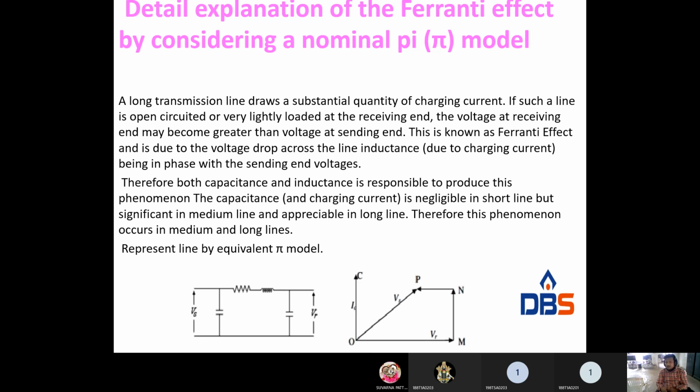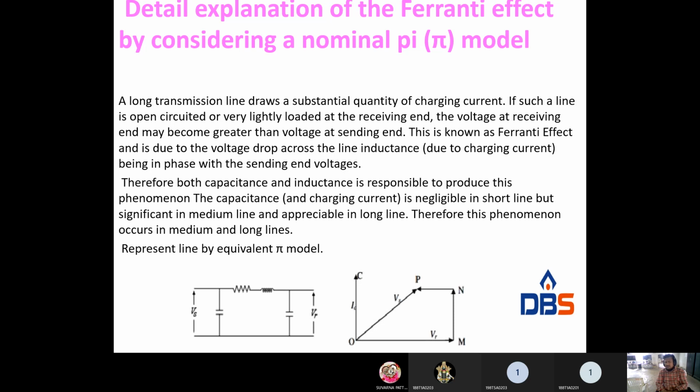What is surge impedance loading in a transmission line? It is the maximum amount of power delivered by the transmission line at the surge impedance value. At the surge impedance value, the transmission line delivers the maximum amount of power. That power we call surge impedance loading, right?